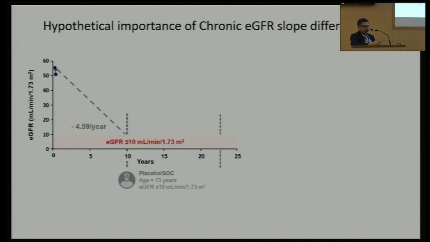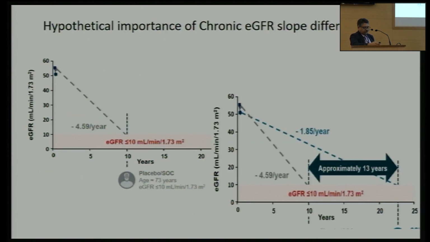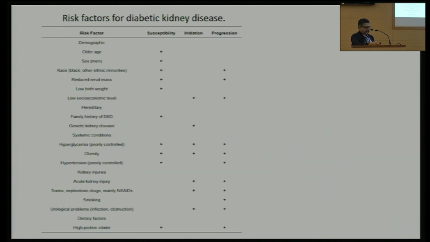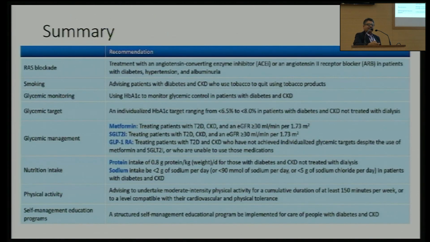So from 10 ml we can reduce it to 4 ml, and now to 1.8 ml, giving another 13 to 15 years of dialysis-free time. So from 1980 to 2020 we have significantly retarded diabetic nephropathy. Thanks to all the panelists, and thanks everyone for staying, and sorry for keeping you hungry.